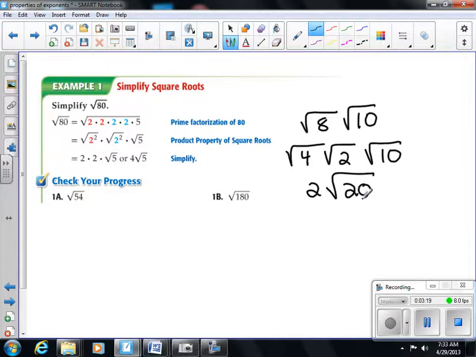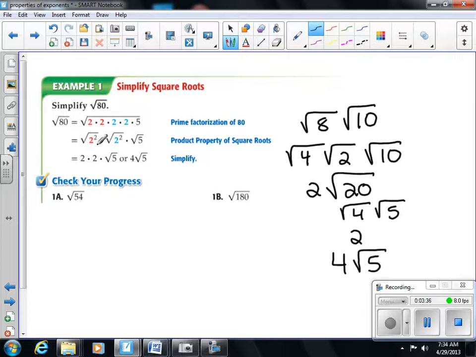But can I still simplify that down? I sure could. I could break this down as the square root of 4 times the square root of 5. And what is the square root of 4? 2. So don't forget you have a 2 up here. 2 times 2 is 4 times the square root of 5.